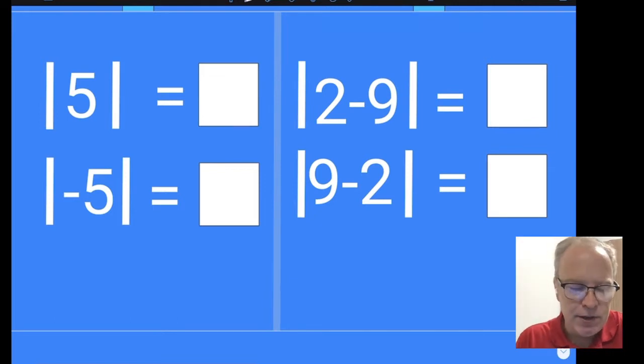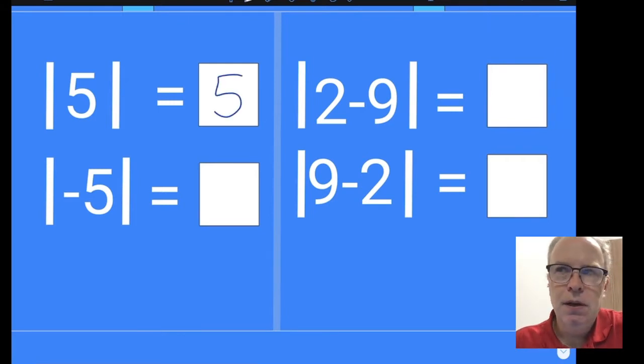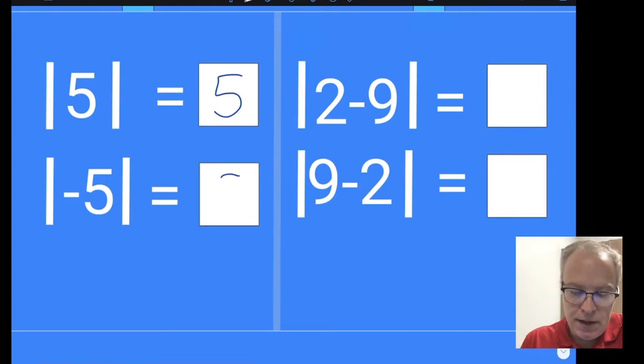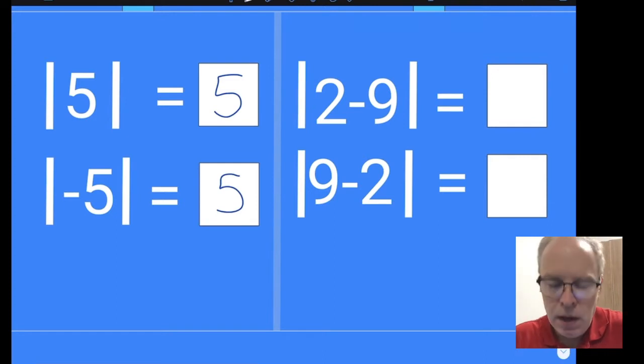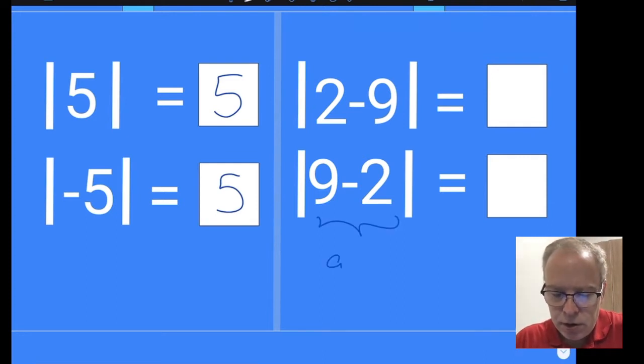Absolute value of 5 is how you pronounce that one in the upper left corner. Absolute value of 5. So if we literally don't care about the sign, what would the absolute value of 5 be? Just positive 5. Now the next one, the way you pronounce that is the absolute value of negative 5. So again, if I don't care about the sign, what would the answer be? Well, once again, 5.